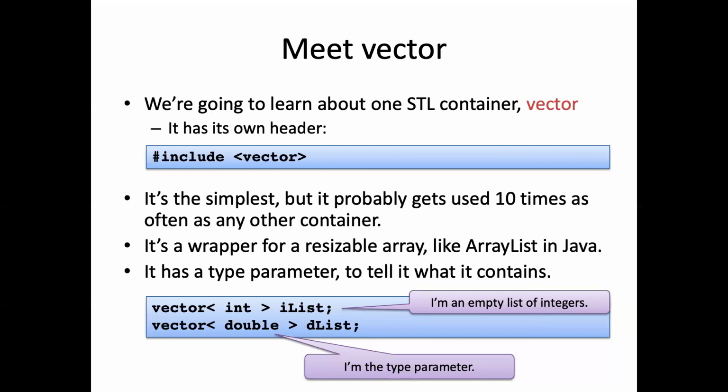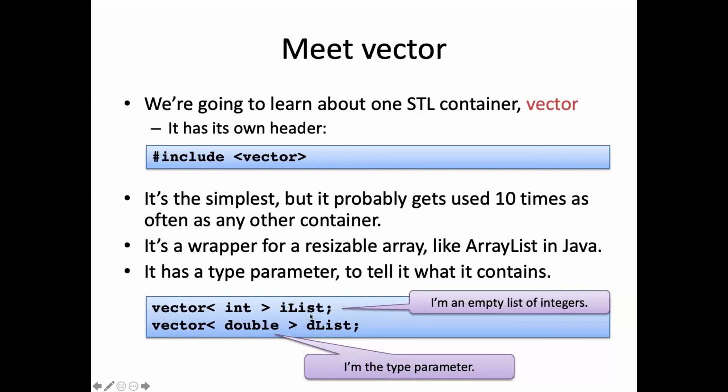Vector is a wrapper around a resizable array. And like I said, it takes a type parameter that lets you specify what you want it to be a vector of. So if you want to make a vector of ints, you say the type name vector, and then just like we did when we were using that exchange function, you can supply a type parameter inside angle brackets. So I want to make a vector of ints, and I want it to be named iList.